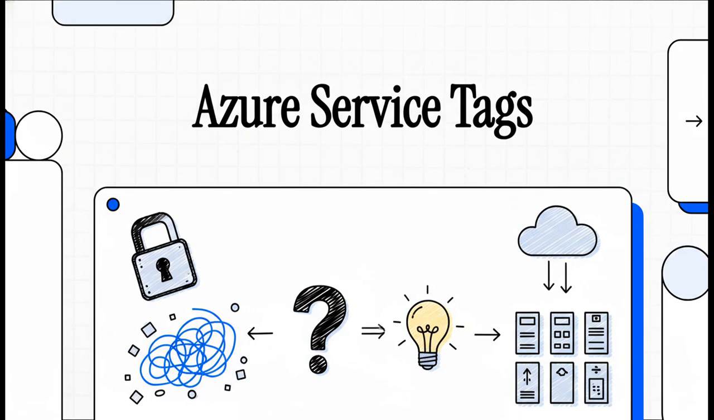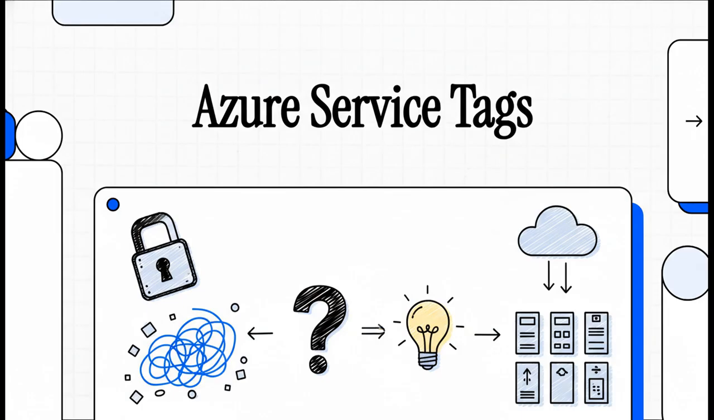If you've ever had to manage cloud security, you definitely know the feeling. You're juggling firewall rules, network security groups, and a gigantic list of IP addresses for Azure services that seems to change every single week. It's this constant, manual, frustrating dance. But what if I told you there's a much better way?